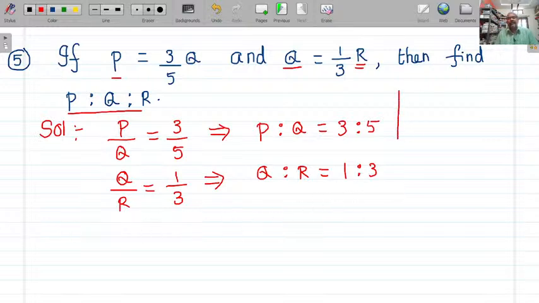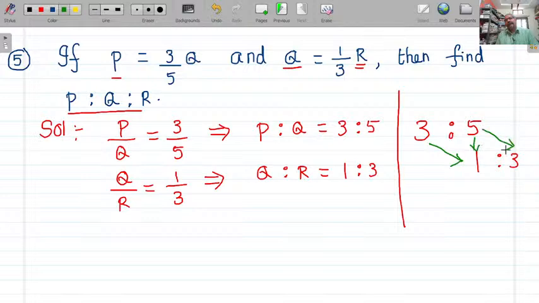So what's our answer now? Can I write like this? 3 is to 5 and write down 1 is to 3. Then what we need to do? Yes, we need to multiply 3 into 1. Then we need to multiply 5 with 1. We need to multiply 5 with 3.